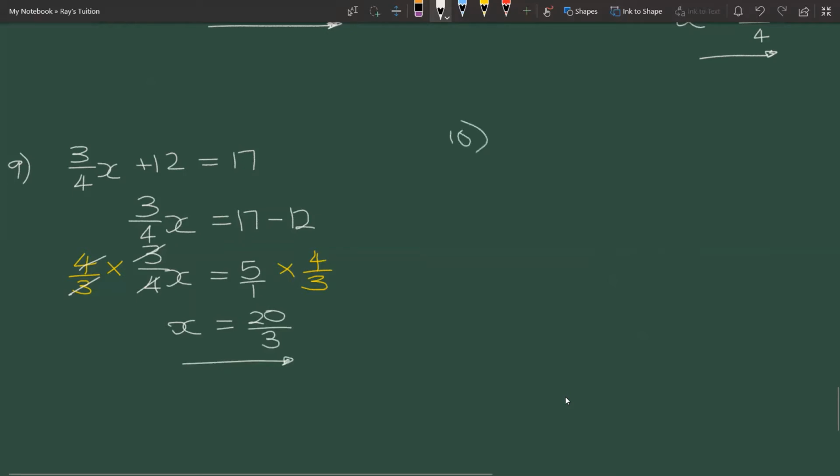The last one, we have 3 minus 2 over 3x is equal to 4. Okay, so first of all, we're going to take that 3 over. So it's minus 2 over 3x is equal to 4 minus 3. The sign of the 3 will change. And then we get minus 2 over 3x is equal to 4 minus 3 is 1.